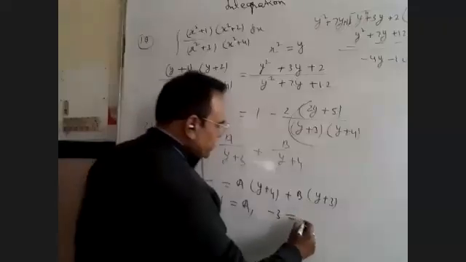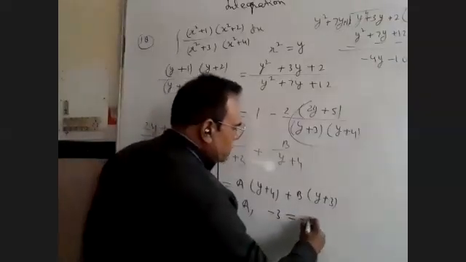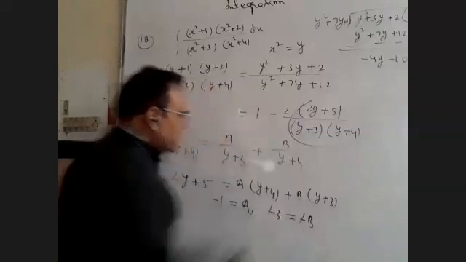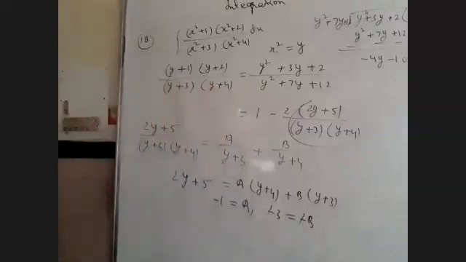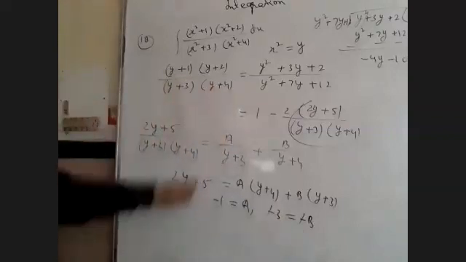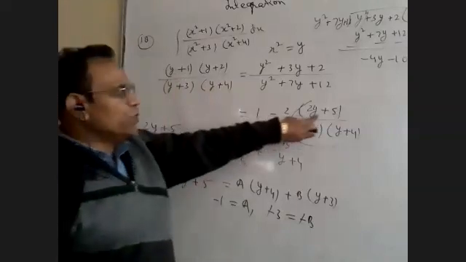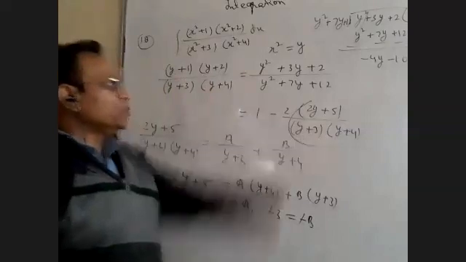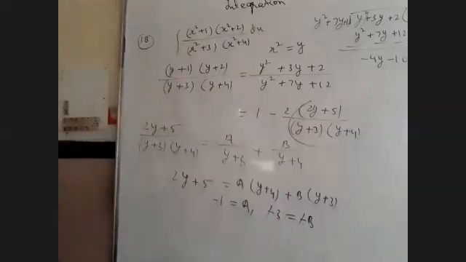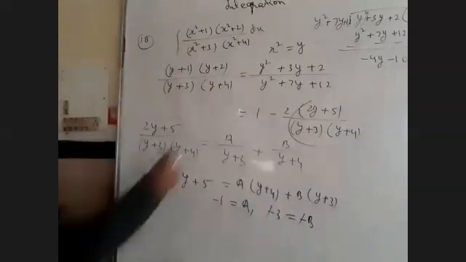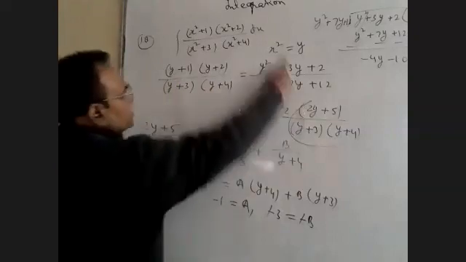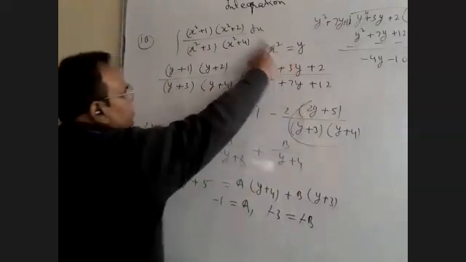Minus b. Minus b means we get the value of b is equal to 3. So you can write this fraction as 1 minus 2 upon y plus 3, this one. So we can now differentiate, integrate, sorry. I am using this one and putting the value of y is equal to x square.